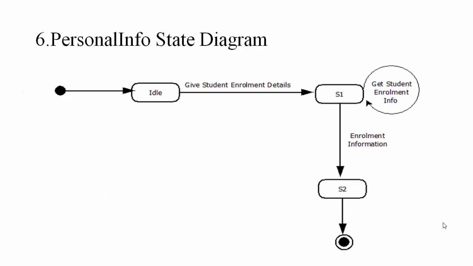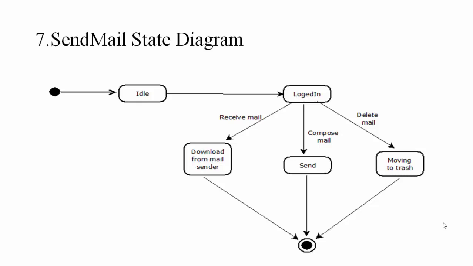Sixth is personal info. Here the student can retrieve their personal information from the student enrollment system. They can even update that information. Seventh is the send mail state diagram. Here the user will log into the system, then log into the mailing functionality. In that they can receive mail, compose mail and delete mail. As they receive mail, it will be downloaded from the mail sender server. If they have to send mail, then after composing they can send it, and they can even delete the mail.